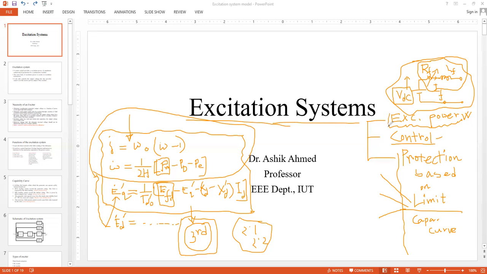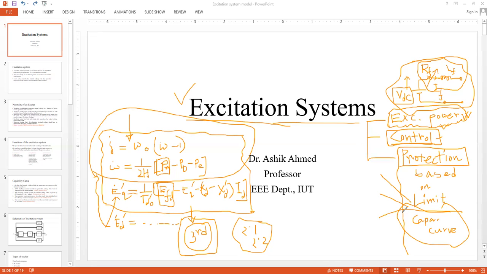So overall, we have three jobs. We have to get some excitation power for the excitation system. We have to get some sort of control for controlling this power. And of course, some protection job has to be done by the excitation system based on the limits provided by the capability curve.